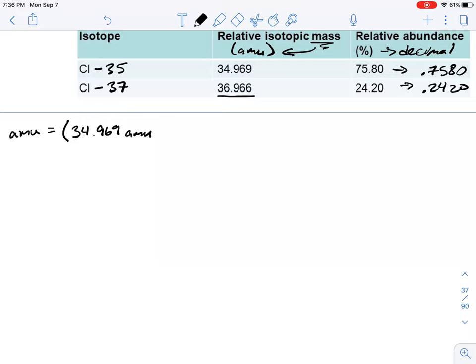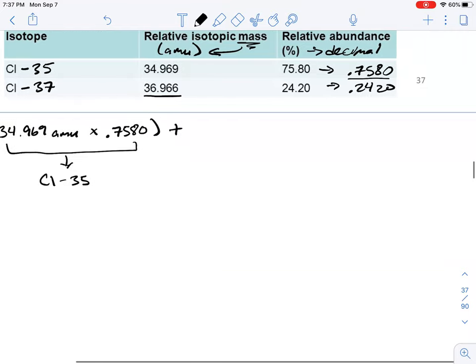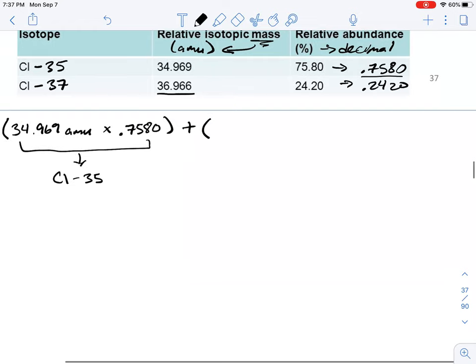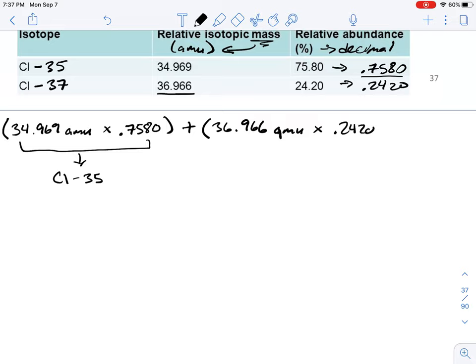And so 34.969 AMU times the relative abundance in decimal form. So it's going to be 0.7580. So notice all the numbers here refer to chlorine 35. And then we're going to continue on by describing chlorine 37. So it's going to be 36.966 AMU times 0.2420. Okay. And so this is going to represent chlorine 37.